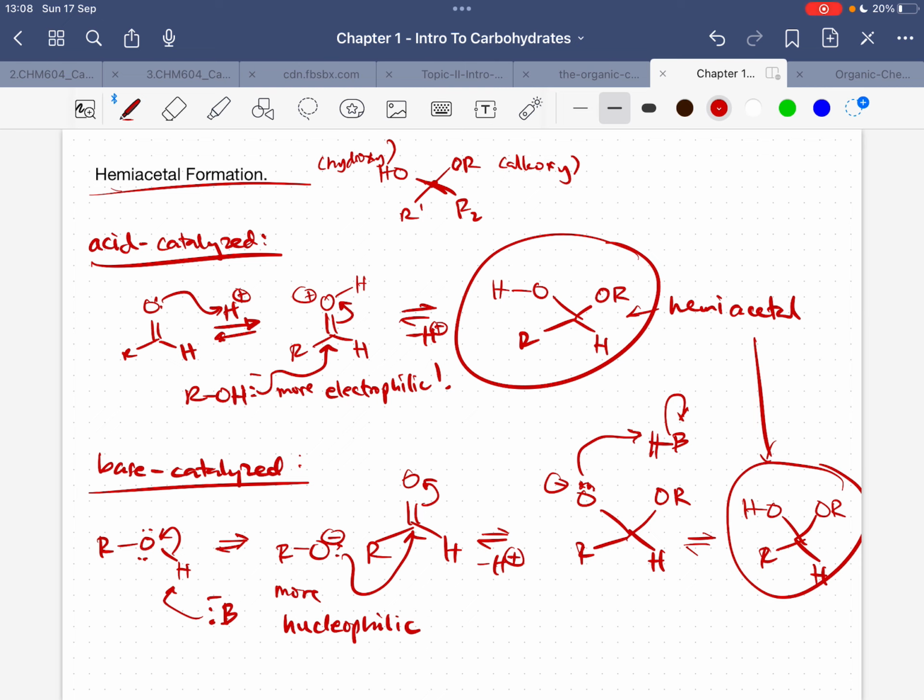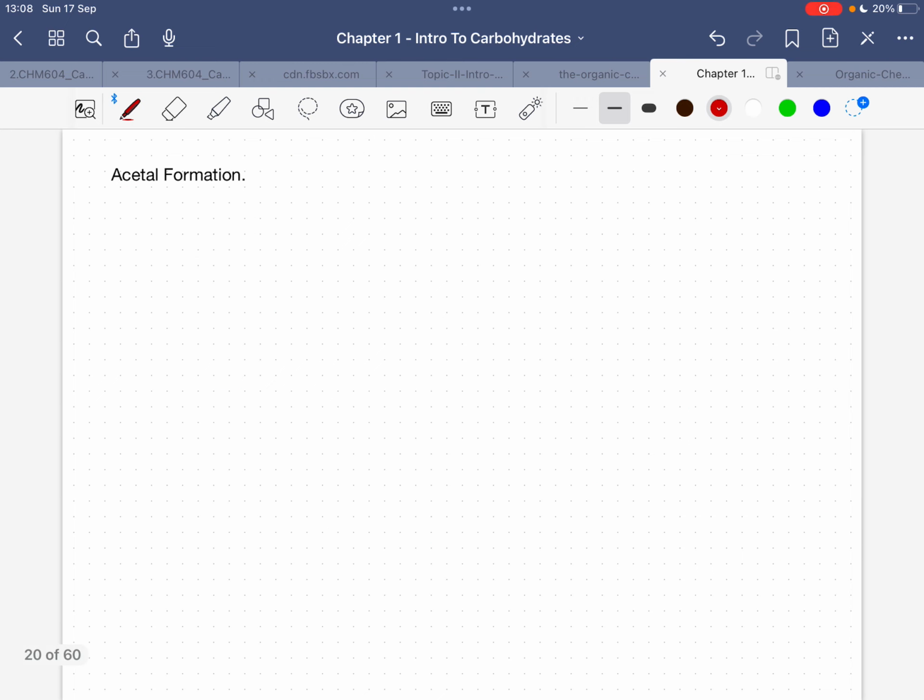That is the basis of the cyclization of sugars. Okay. That is the mechanism they follow. And also, acetal formation. Acetal formation only undergoes via acid catalysis. Only acid catalyzed.